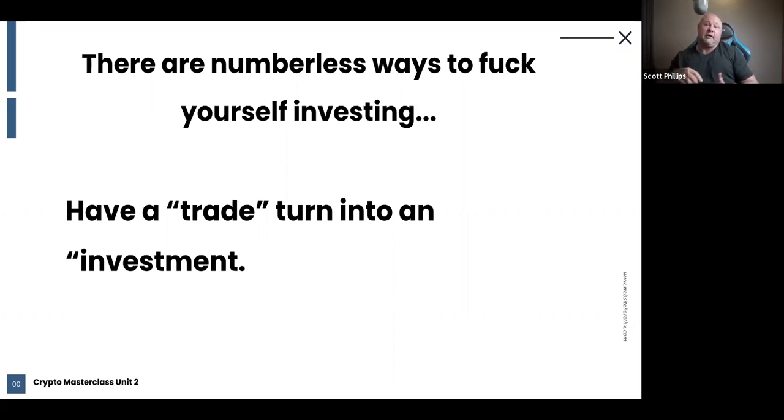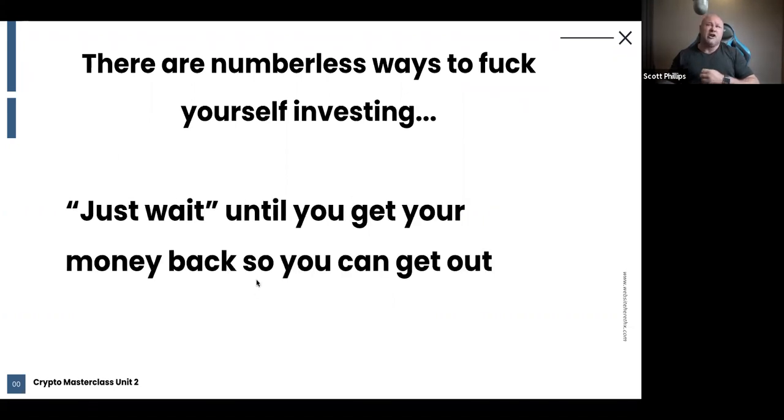And we all know that there are numberless ways to mess yourself up investing. You can have a trade turn into an investment. You can say that stupid thing that I think we've all said, which is, I'm just going to hold on until I get my money back. That's really foolish, by the way.